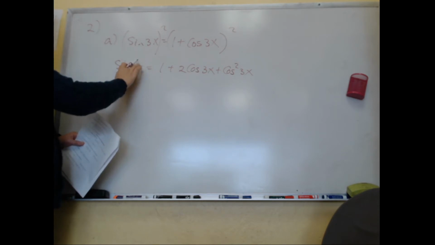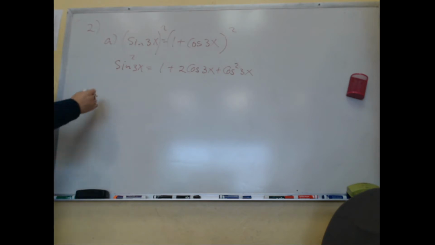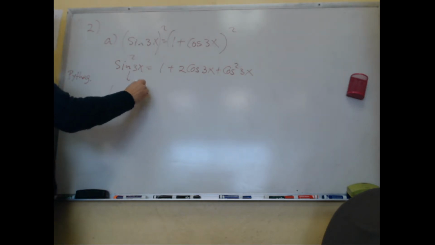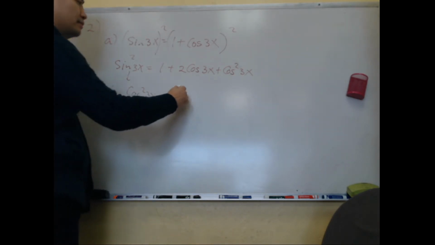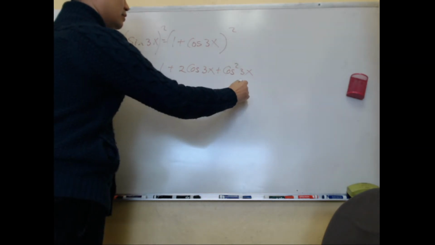1 minus cosine squared of 3x. Use the Pythagorean identity, so sine squared of 3x is 1 minus cosine squared of 3x. Good strategy.